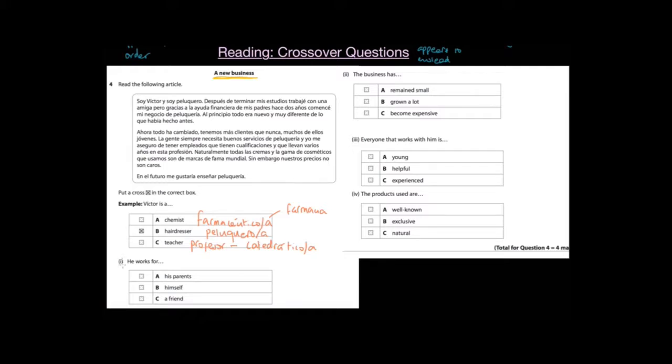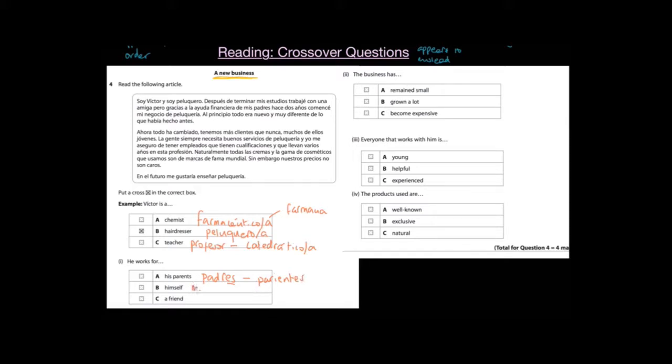So the first question you're going to have to ask is who he works for: his parents, himself, or a friend. So obviously if it's his parents, there might be something like padres. Okay, padres. Do remember that padres is not fathers. It can be, but generally speaking it's parents. And do not fall into the trap of thinking that parientes is parents. Okay, remember parientes is relatives.